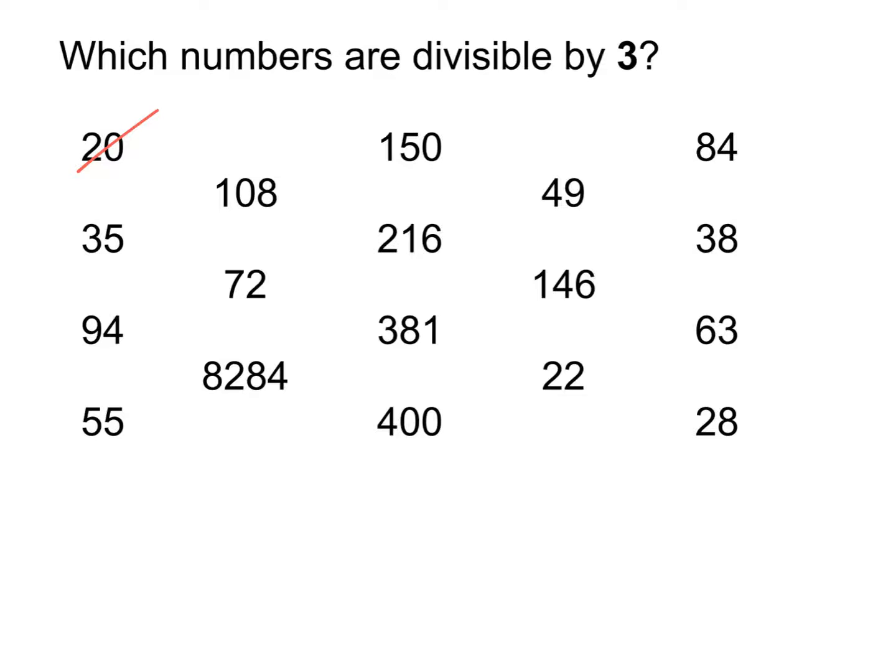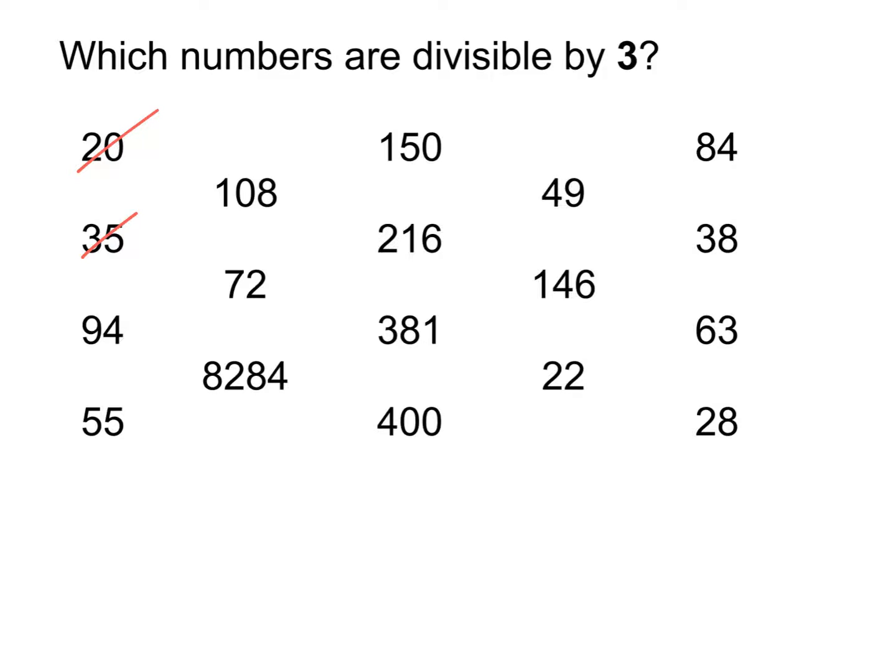Well, I know 3 goes into 36. That's too close to 35, so no. What about 94? Well, they start getting a little trickier here, right? This is where we're going to need to have a little extra knowledge. So that's where I get to share that with you here.